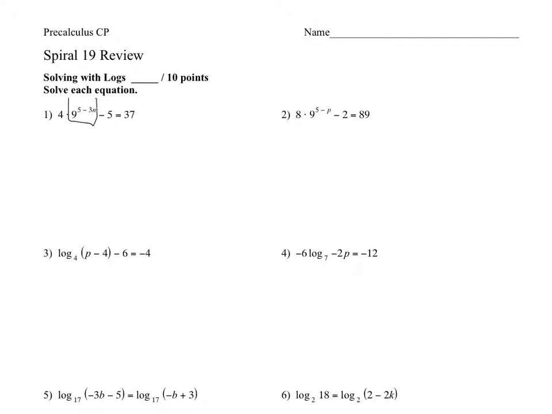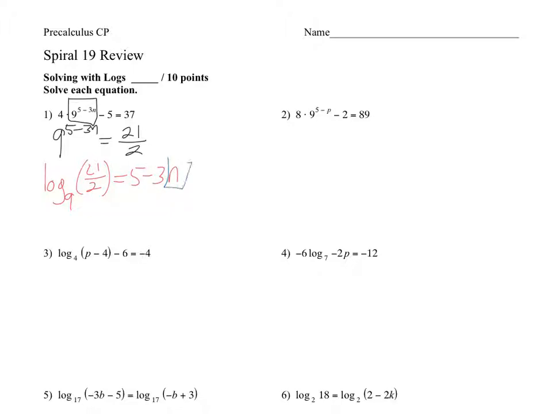I'm going to try to get the exponential part by itself, which means I'm going to add 5 to both sides. That's going to make this 42, and then divide by 4. So we get 9 to the 5 minus 3n is equal to 42 over 4, or 21 over 2. Next up, I'm going to convert this to log. So log base 9, 21 over 2 is equal to 5 minus 3n.